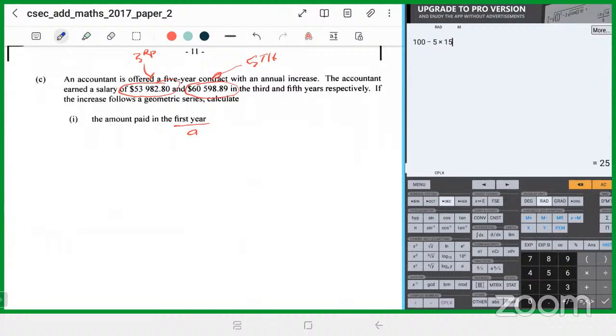The third term is AR squared, from AR to the n minus 1. So basically, AR squared is equal to this figure. I don't know what CSEC was thinking when they gave the big long number there. But let's write it out with all the different values.